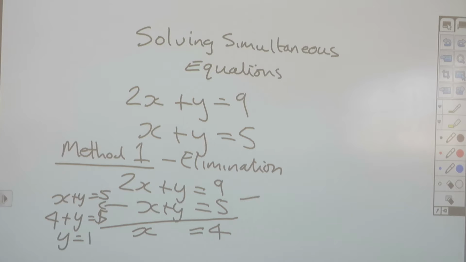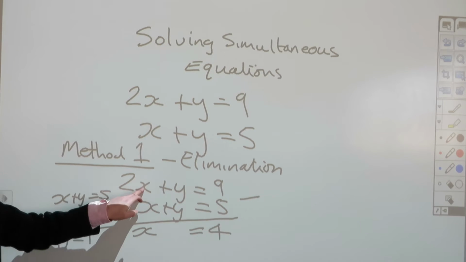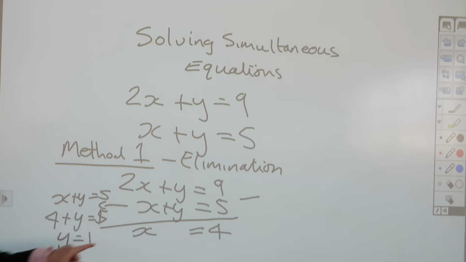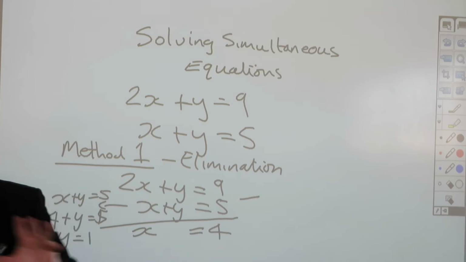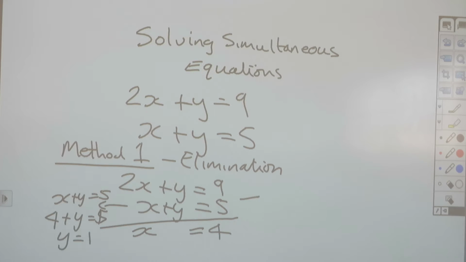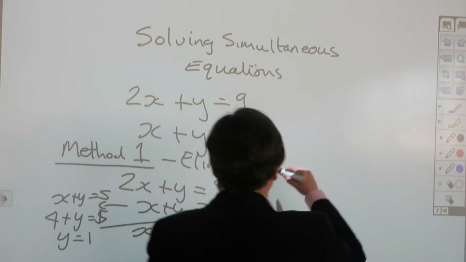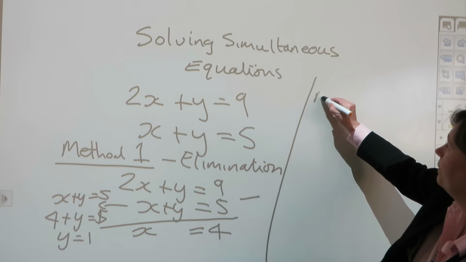Okay? If we now put the value of x and y into here as a check, 2 lots of 4 is 8, plus a y, 1, gives me 9. So actually check that you've got it right. So it's another one of those areas of maths where you can straight away check to make sure that you've got it right. Okay, let's then have a look at method 2.